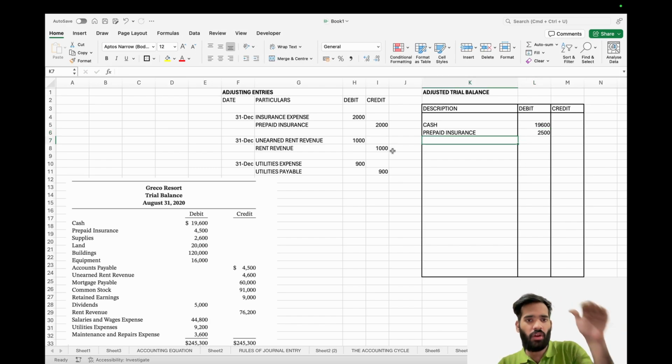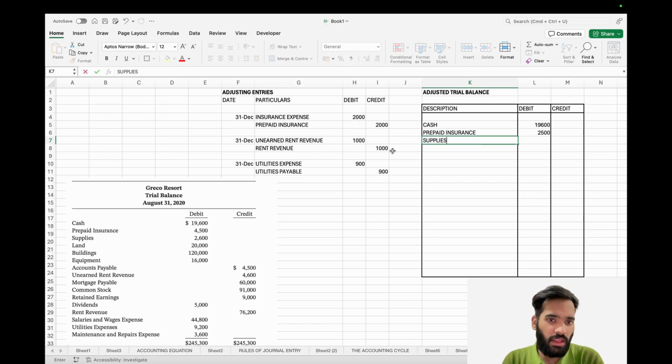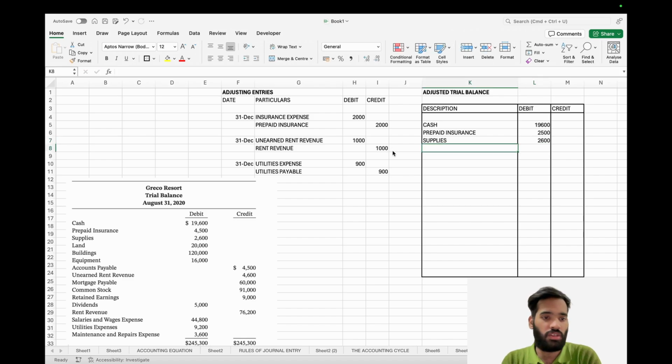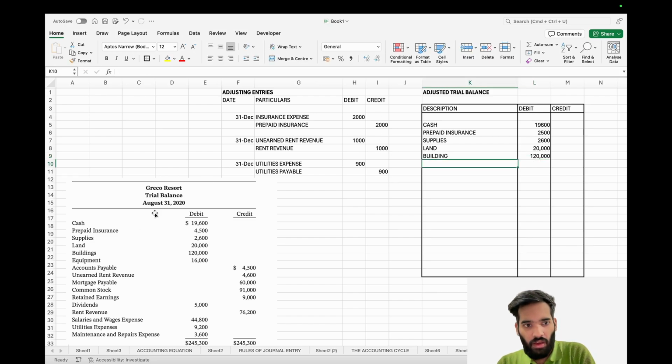We have to look at each account and see if it's affected. So supplies, is supplies affected in the adjusting entries? No, because there's no mention of supplies. We just copy paste, right? Nothing to change. Same with land, building. I hope you're noticing we are looking at each account and checking if it's affected. If it's not affected, we are literally writing the same balance. If it is affected, then we make the adjustment for the effect and write the final balance there.